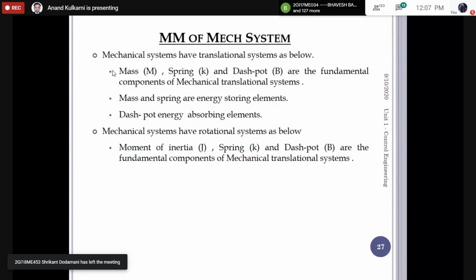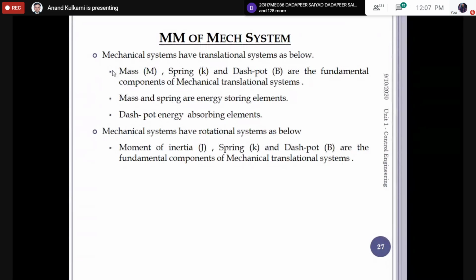Taking the mechanical system, we can see mass, spring, and a dashpot. These are the three basic components of mechanical translatory as well as rotatory systems. So mass is what is known as the inertia element. So mass has an inertia.